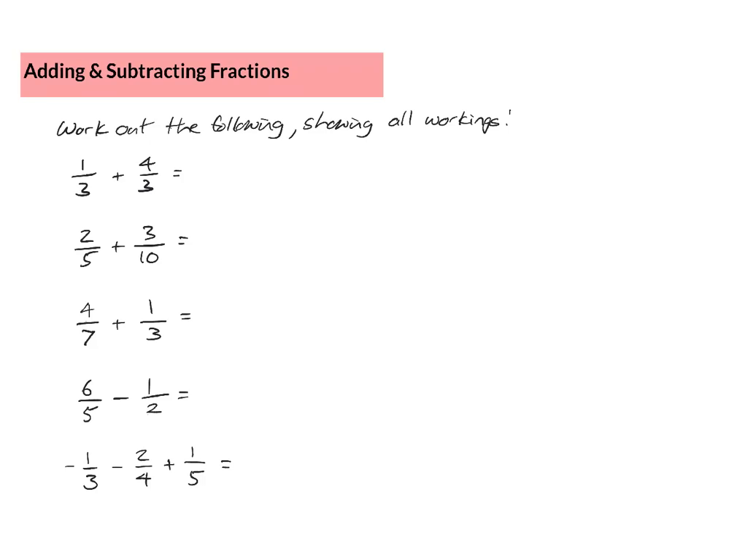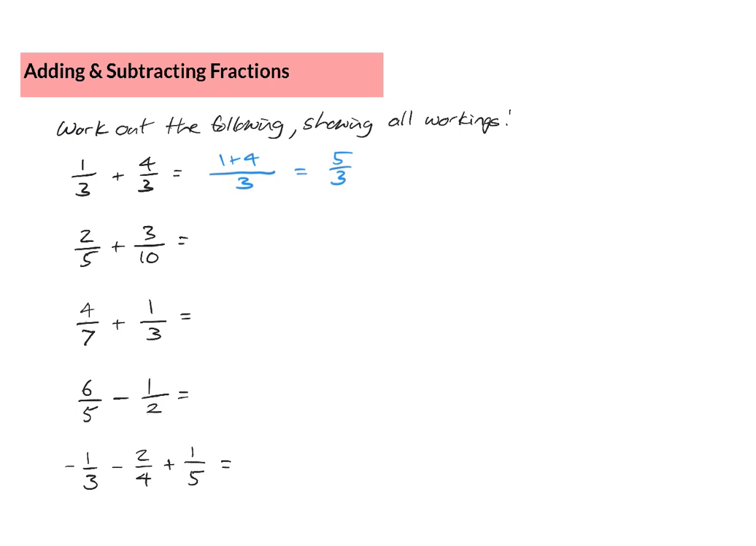Next, we have adding and subtracting fractions. The rule with this is the denominators must be the same before you can add or subtract. So with the first one, I have 1/3 plus 4/3. The denominators are the same, so my denominator here will stay as 3. And I can just add the numerators, add the tops there. So I'm going to write 1 plus 4 over 3. And 1 plus 4 is 5, so 5 over 3.